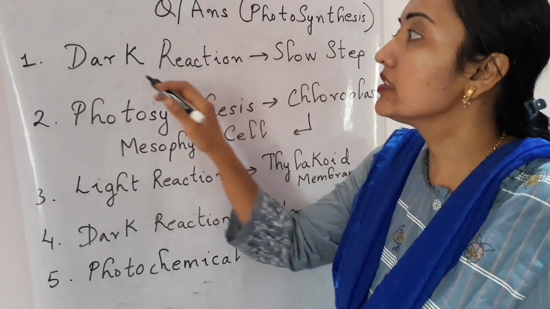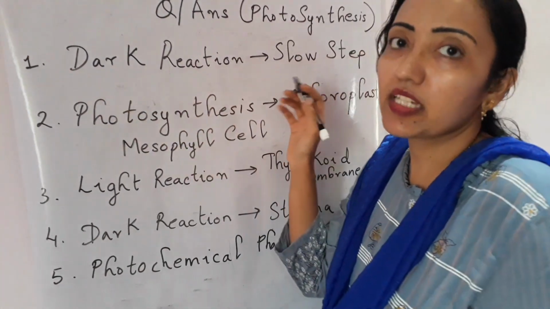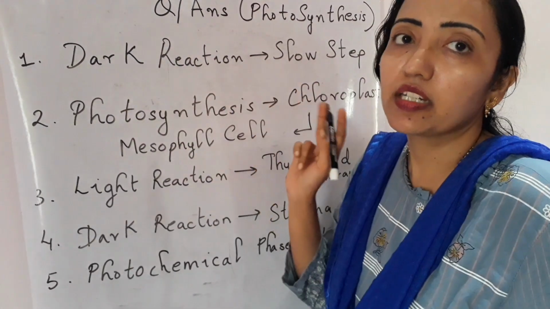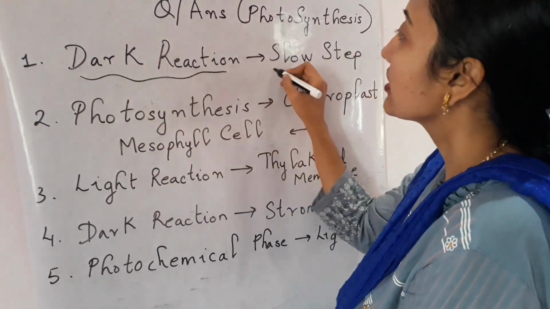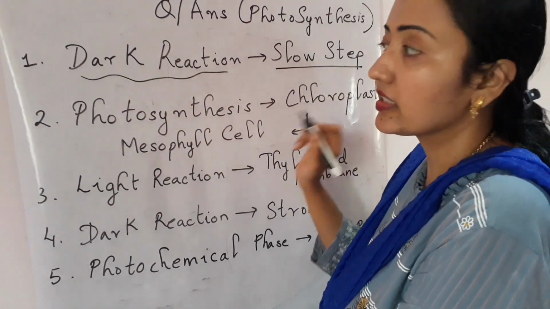So the first question is, which is the slowest step in photosynthesis? There are two reactions, light reaction and dark reaction. So dark reaction is the slow step in photosynthesis.